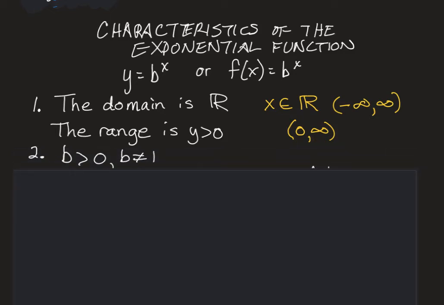Next, we can recall that the base must always be positive. It has to be greater than 0 also, and b will not equal 1, because that's just not very interesting. It's always equal to 1.